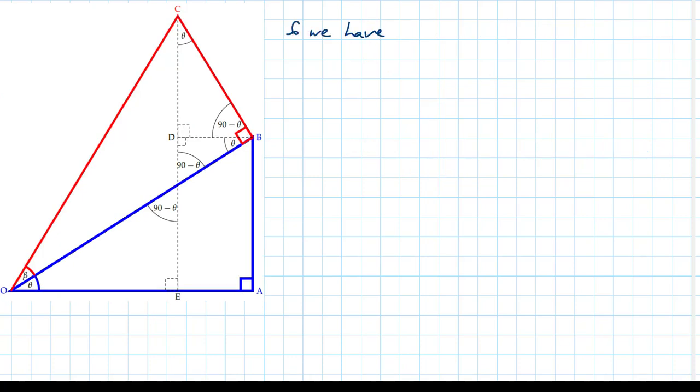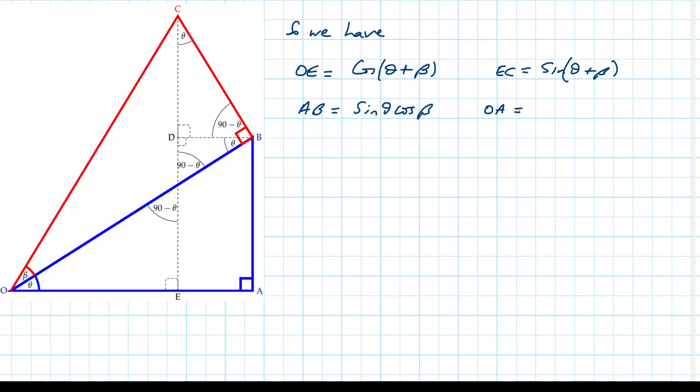Now we're going to just bring together all those results that we've got for the various lengths. Okay, and while I'm writing these out, have a think about how we might use these to justify what cos of theta plus beta is going to equal, or what sine of theta plus beta is going to equal. And the trick is, look at the geometry of the situation, look at the lengths that we're going to be using.